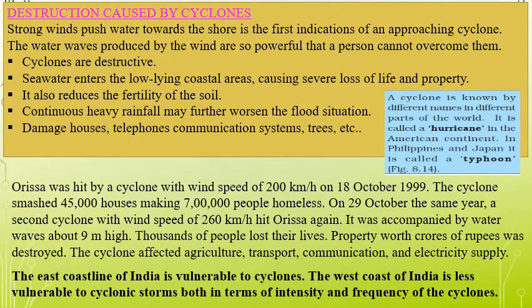A cyclone is known by different names in different parts of the world. It is called a hurricane in the American continent. In the Philippines and Japan, it is called a typhoon. In figure 8.14, you can observe a picture of a typhoon.